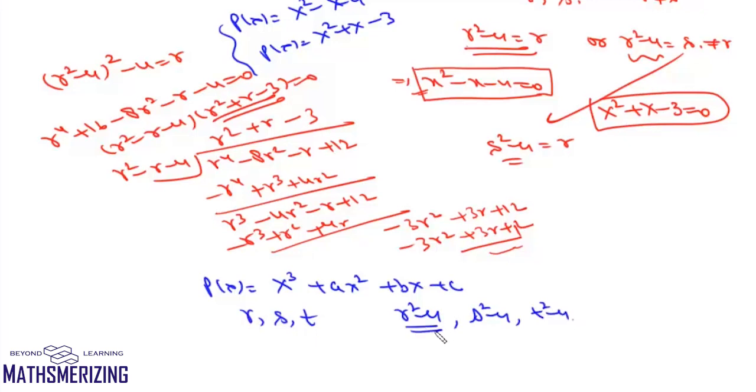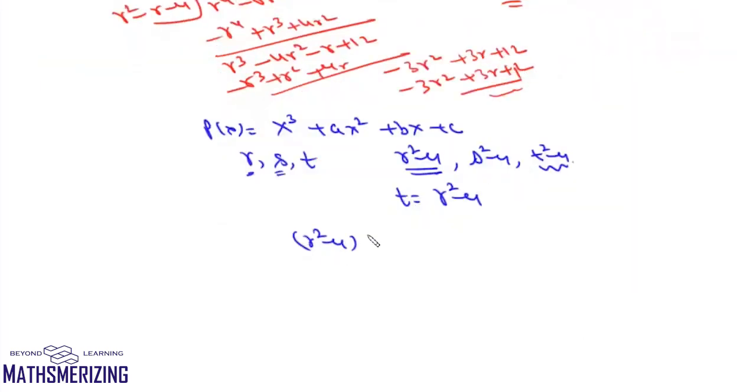Now this r square minus 4 cannot be equal to r and it cannot be equal to s, because if it is equal to r or s, then we'll get the solution from the first part. Here we need a different solution. So from here we can say this t must be equal to r square minus 4. If t is r square minus 4, then t square minus 4 must be equivalent to one of the roots. So t square minus 4 will be r square minus 4 whole square minus 4.